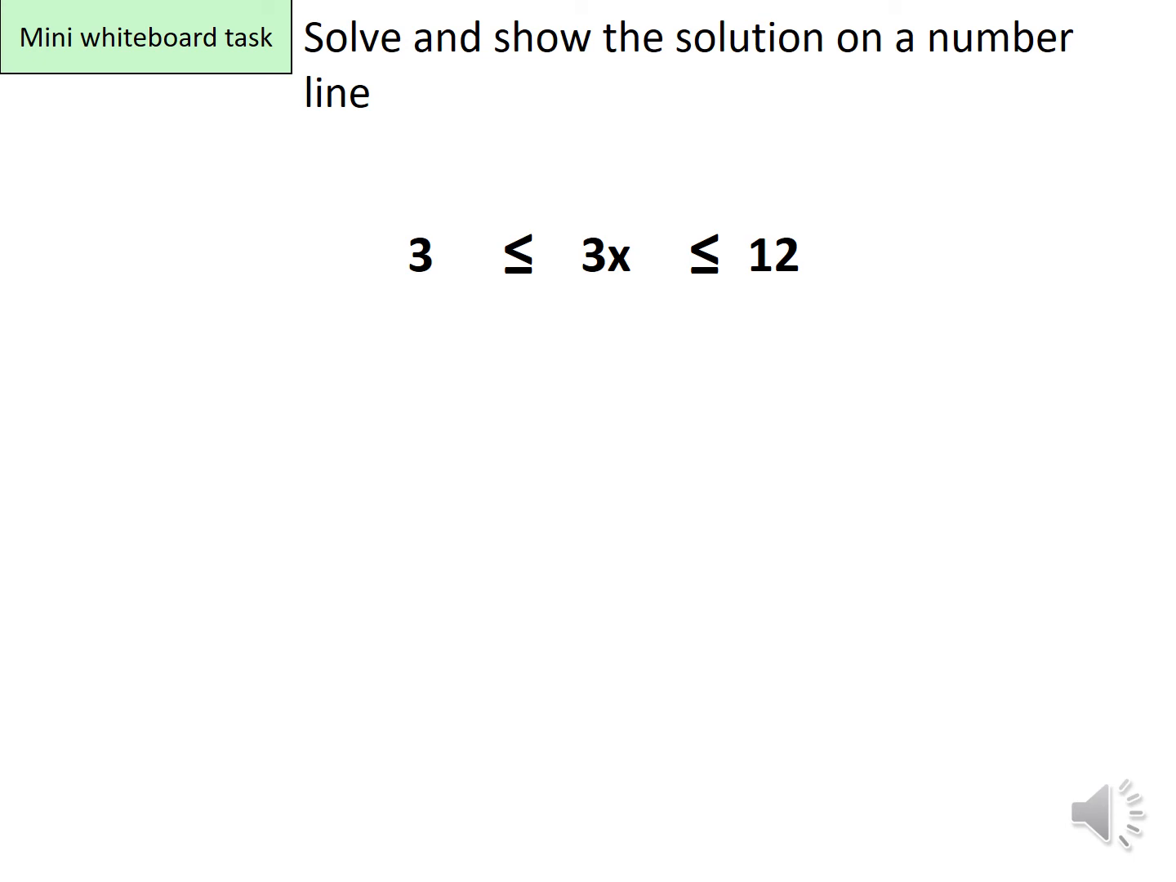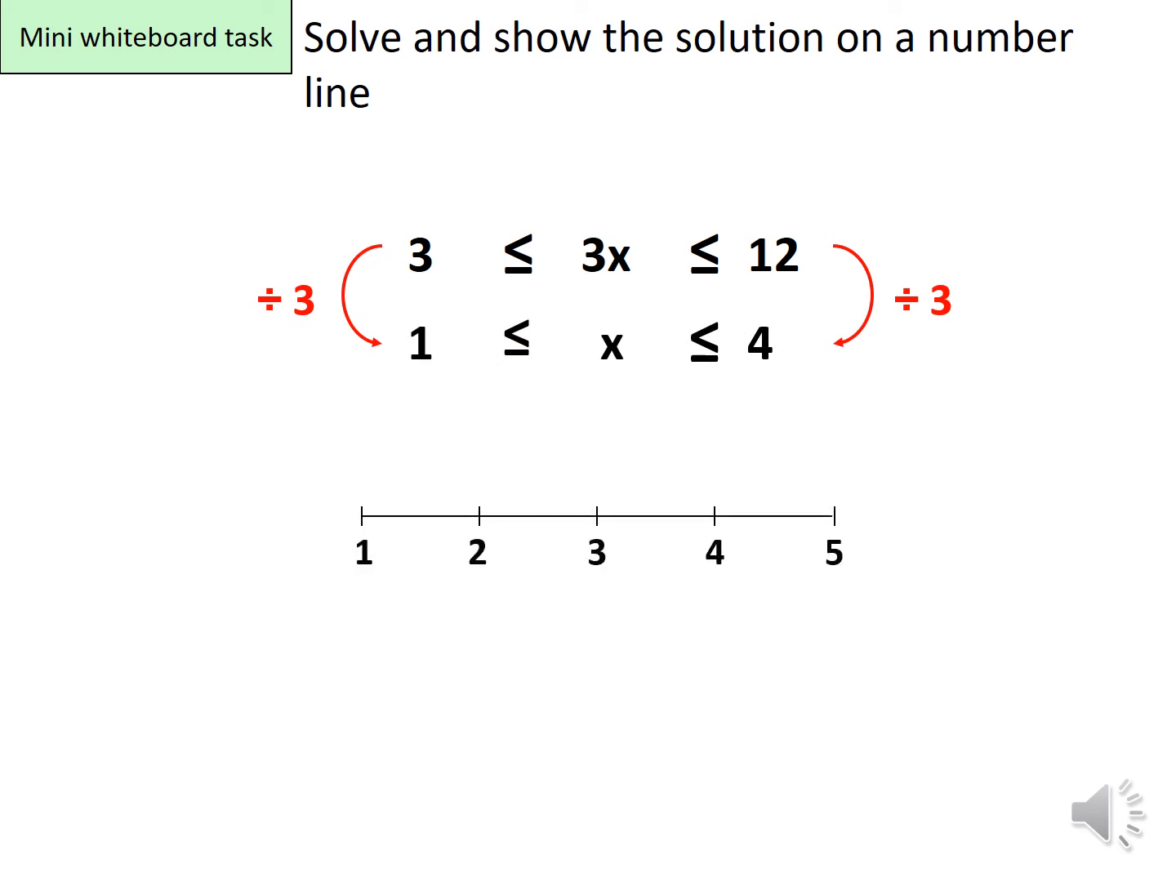Welcome back. So we divide all three sides by 3, all three terms by 3, I should say. And that is our number line.